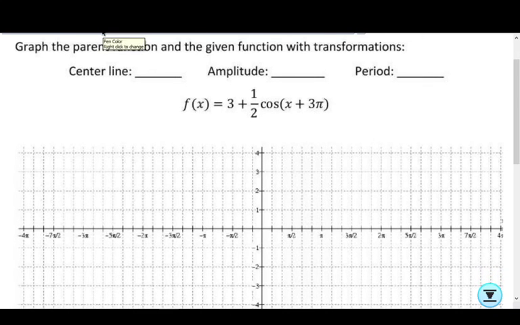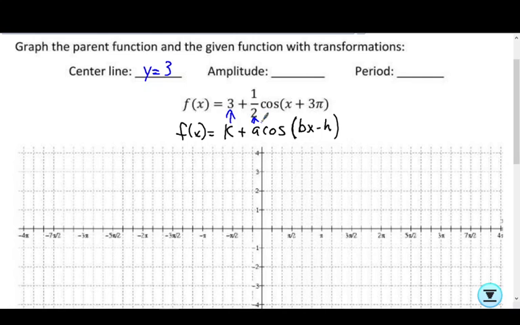Okay, so again, the first thing I'm going to do is rewrite my f of x with the transformations, the generic ones, so I can see what I'm dealing with. Okay, so this k is my vertical shift, which tells me where my center line is. So my center line is y equals positive 3, so it's been moved up 3.